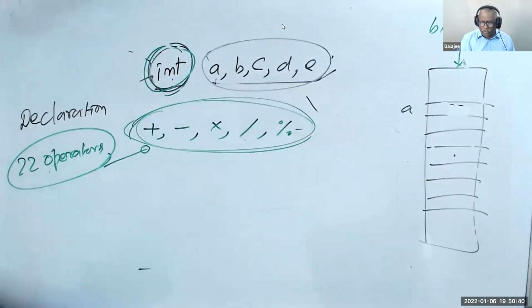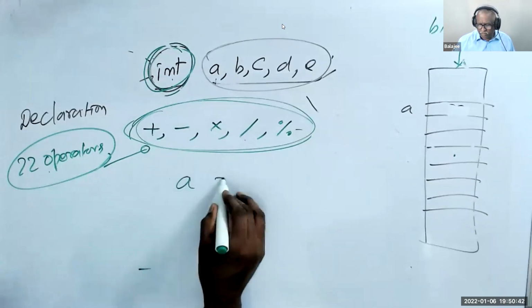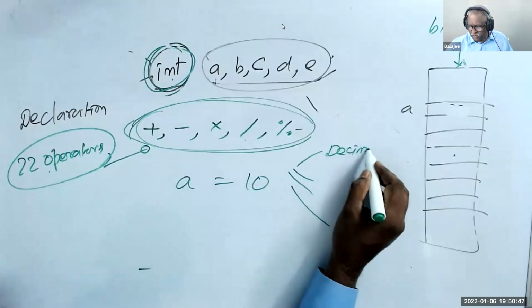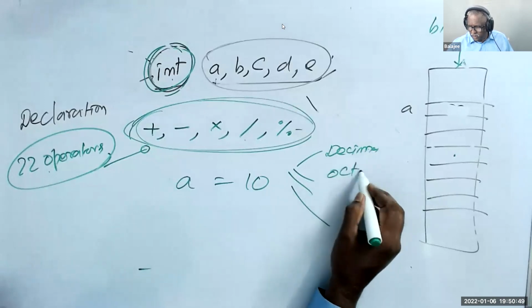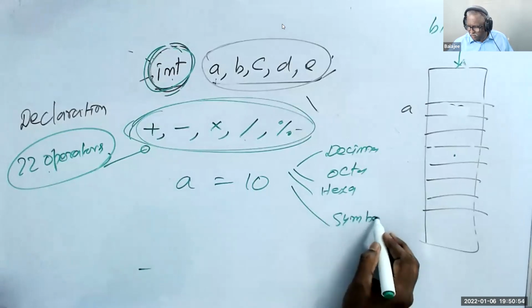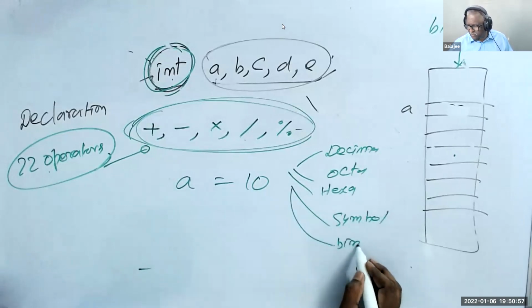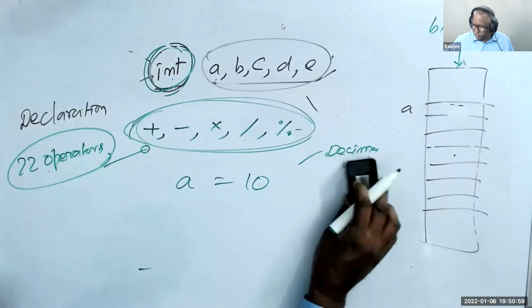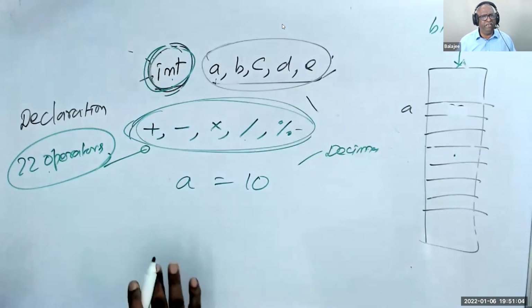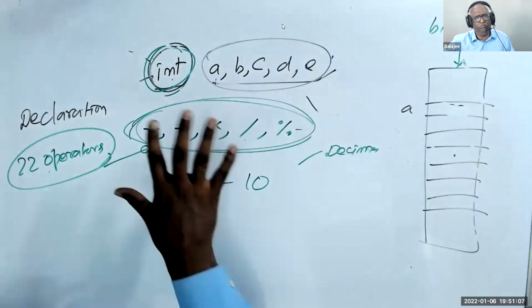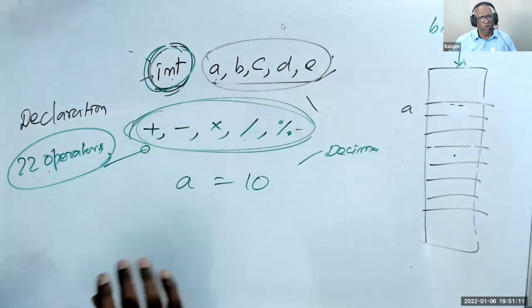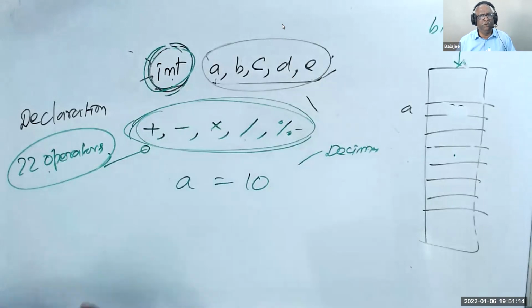Same way, on the LHS, RHS, we have 5 types: decimal, octal, hexadecimal, symbol, binary. Don't worry about this. See, the trick is, now you are going to learn programming. Don't put so many things in your brain. Don't put all this waste. You will learn everything very simply.